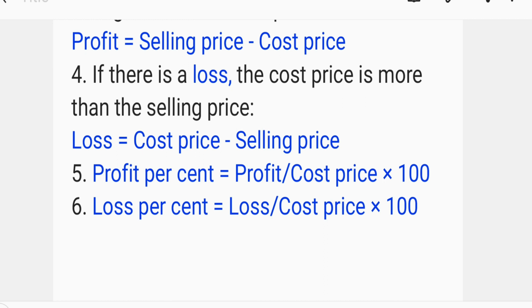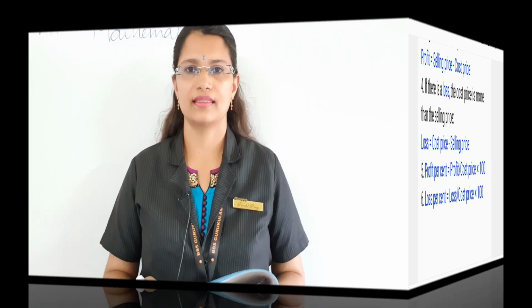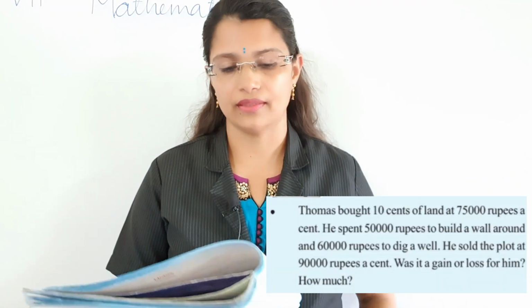Then profit percent is equal to profit divided by cost price into 100. Loss percent is equal to loss by cost price into 100. Children, let's do the exercise. Take page number 133. The first question.